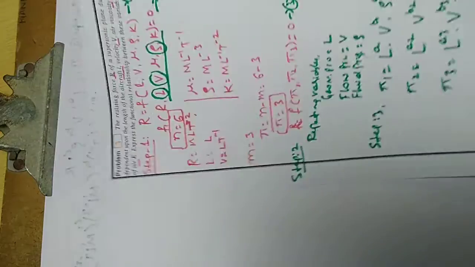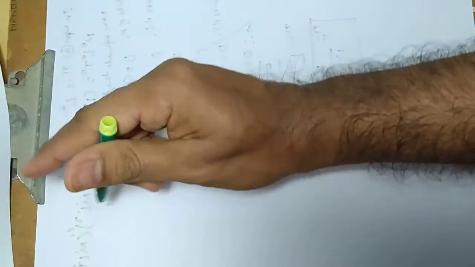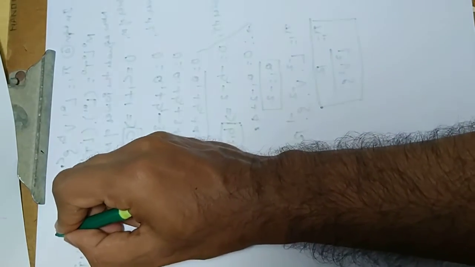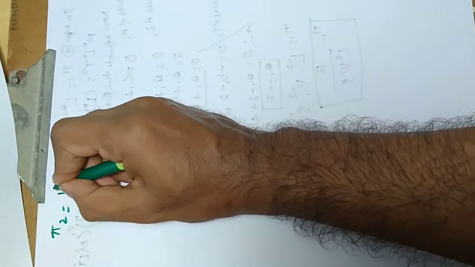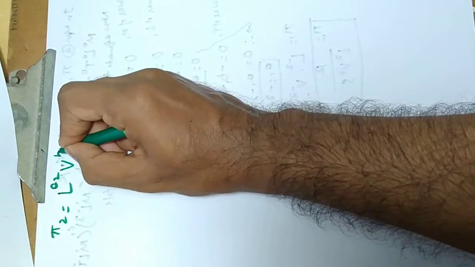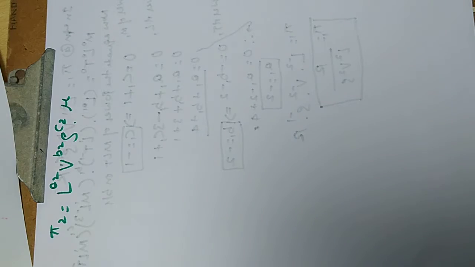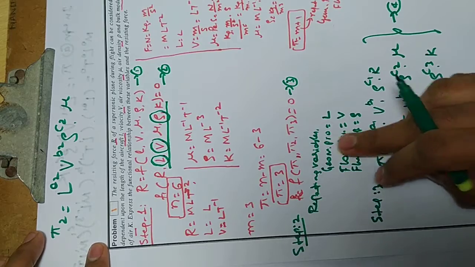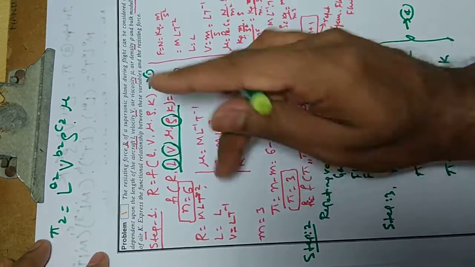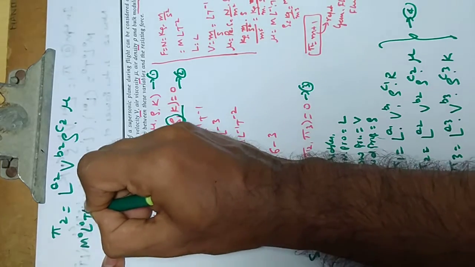Pi 2 is what? I'll write the pi 2 here. Pi 2 is equal to L to the power of A2, V to the power of B2, rho to the power of C2 into mu. Once again, you write the dimensions of all the things, as you noted down initially. Pi 2 means dimensionless: m to the power of 0, L to the power of 0, t to the power of 0.